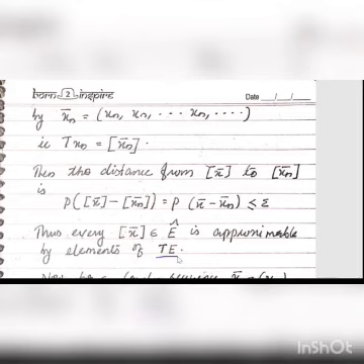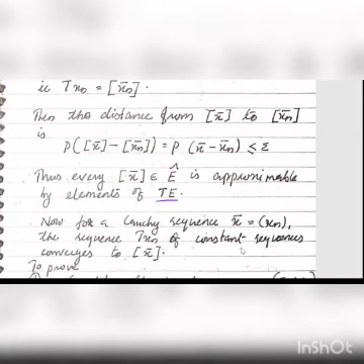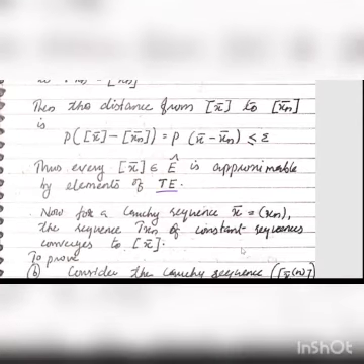Can you follow? We have taken x bar and T x_n. Now we have found that the distance between x_n bar and x is very small. That means any element of E hat, that is coset x bar, can be approximated by elements of TE. Now for a Cauchy sequence x bar equal to (x_n), the sequence T x_n of constant sequences converges to x bar. So we have proved that.